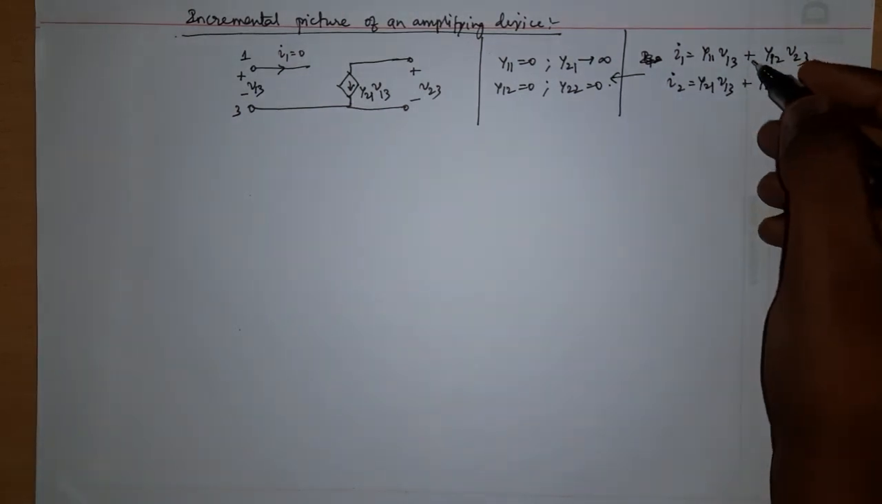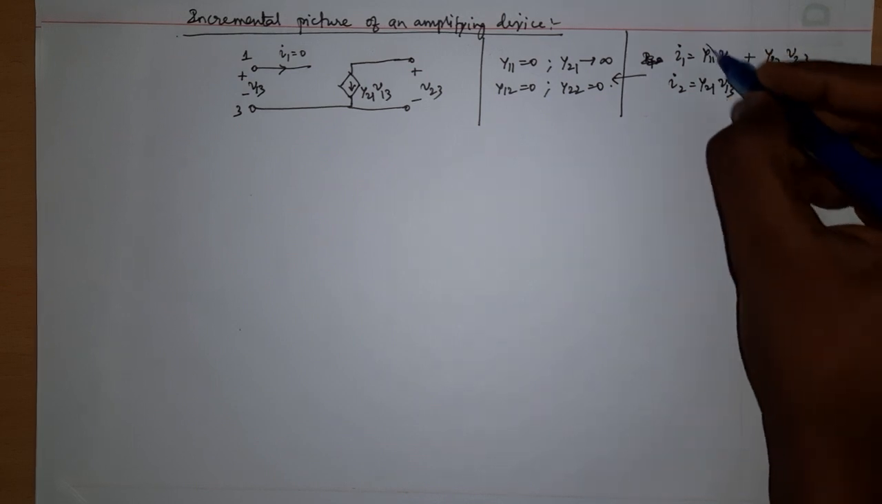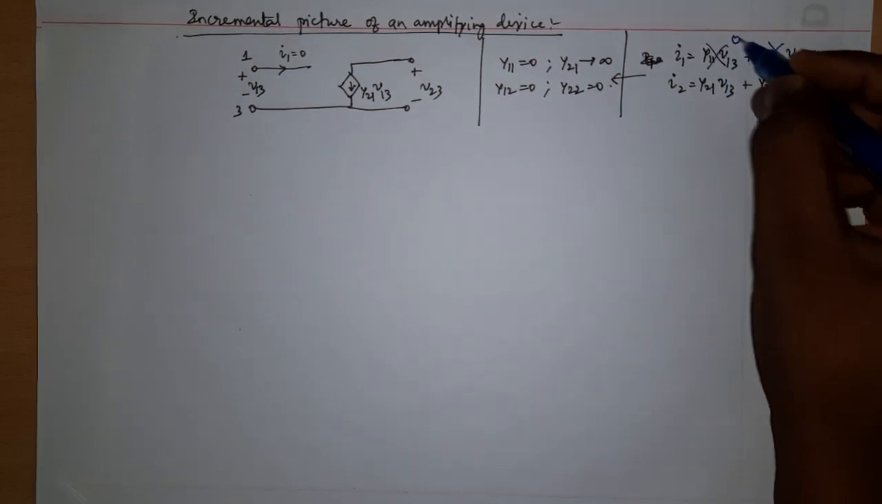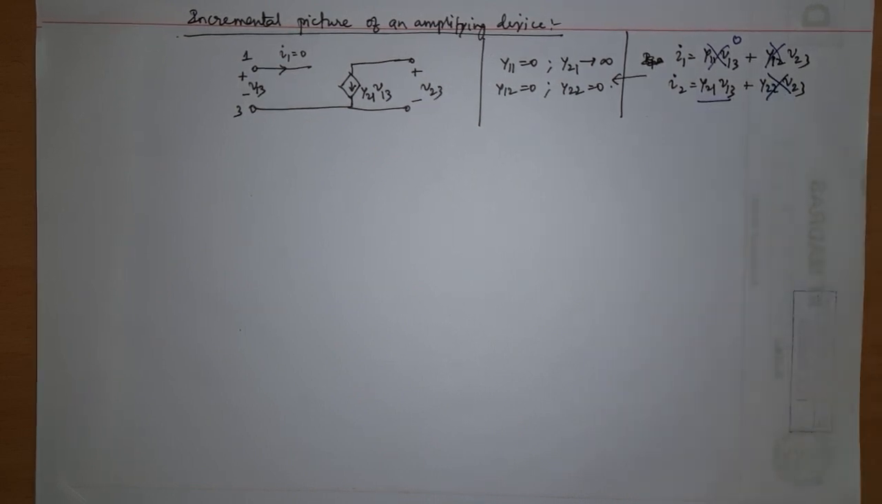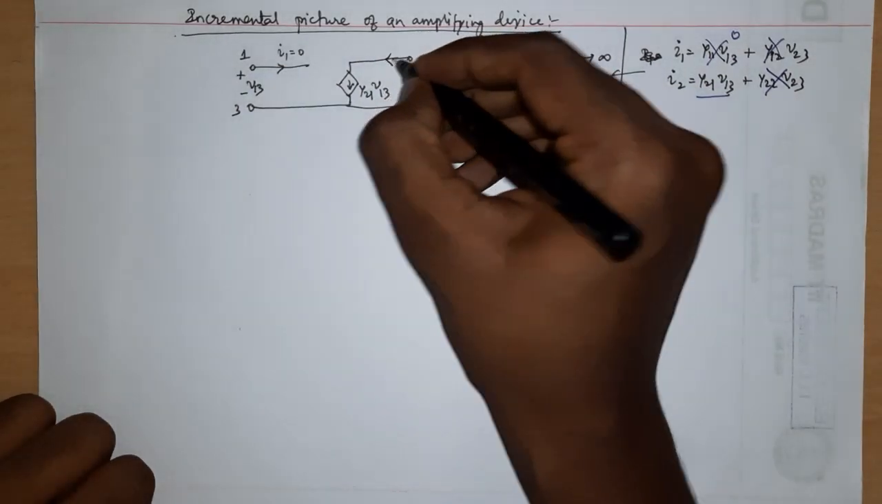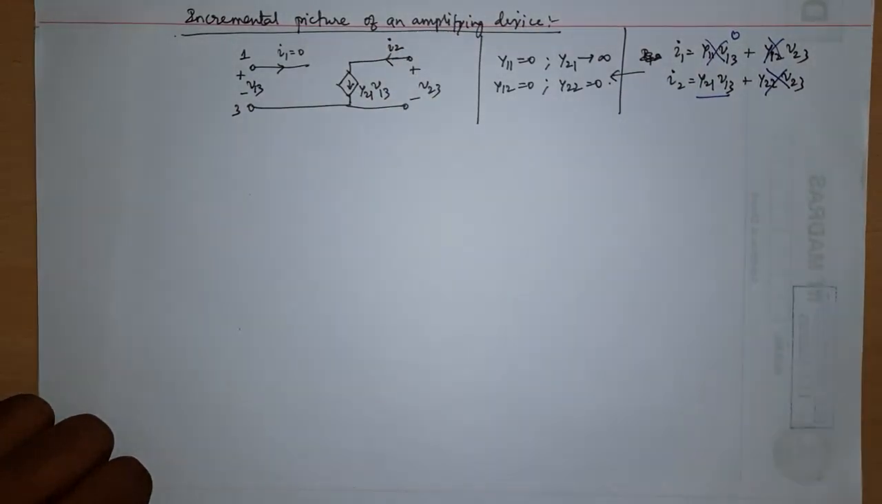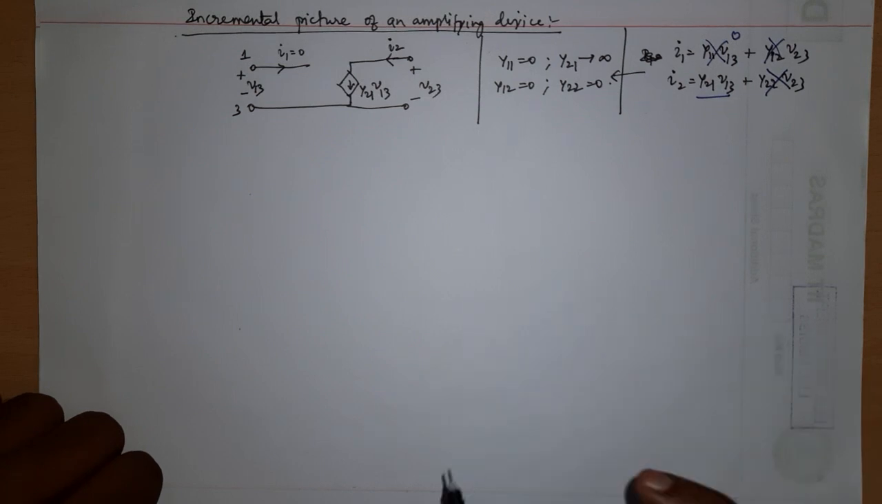Okay, so obviously Y11 and Y12 being 0 means these two terms are 0, so I1 is equal to 0. Okay, and this is very large and Y12 is 0, so you have only this expression in the small signal equivalent: I2 is equal to Y21 V13. So expression wise, whatever we have derived is consistent.